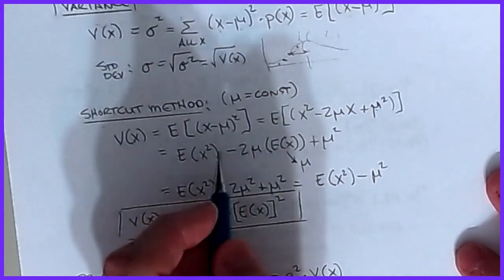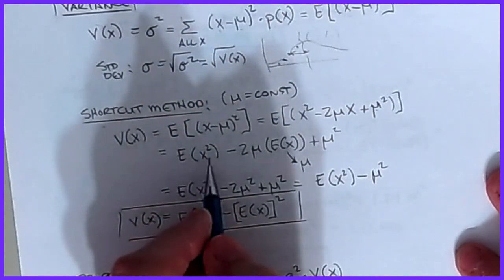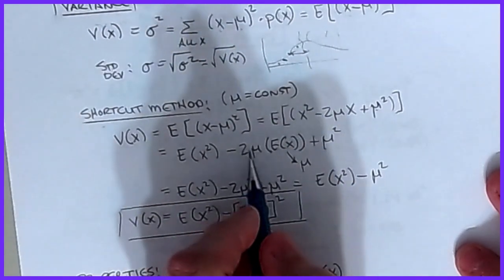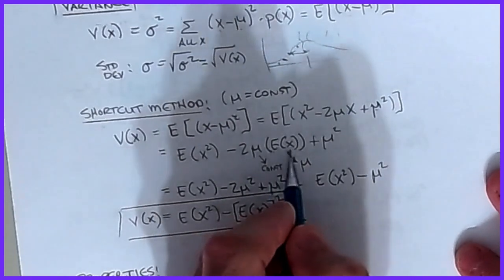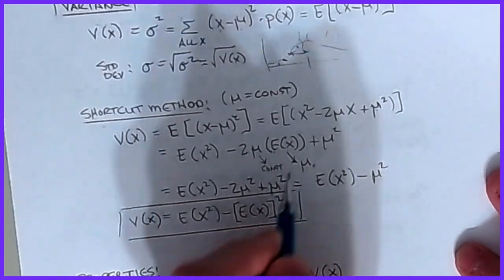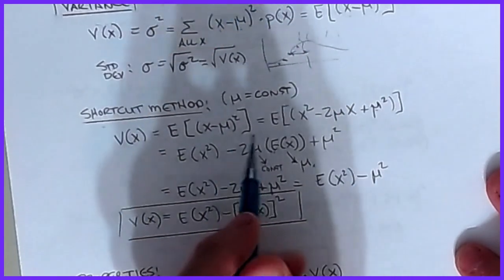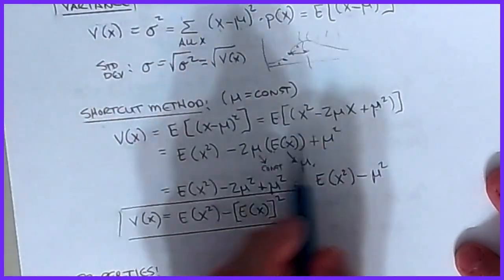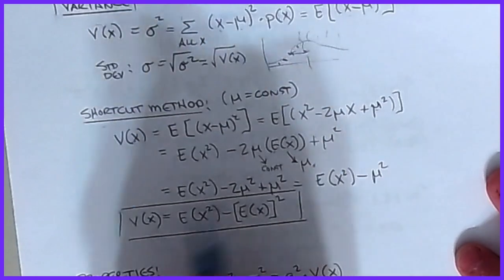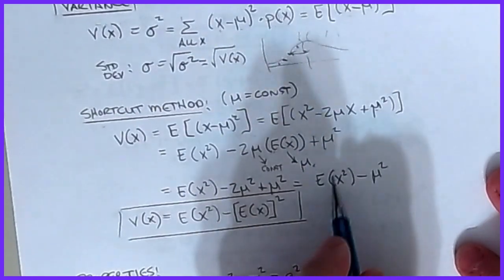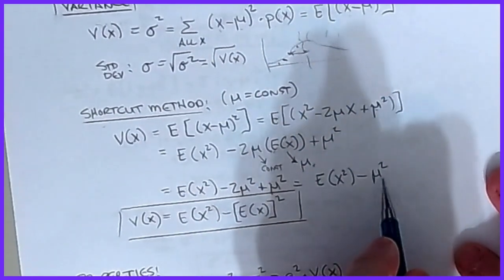So what happens is we get the expected value of the variable x squared minus 2 mu. Now, again, we're saying that this is constant. And then the expected value of x, we said that was the same as my mu of x, so that is mu. And then plus mu squared. And so if I do the algebra, I get the expected value of x squared minus 2 mu squared plus mu squared. And then I get the expected value of the quantity x squared minus mu squared.